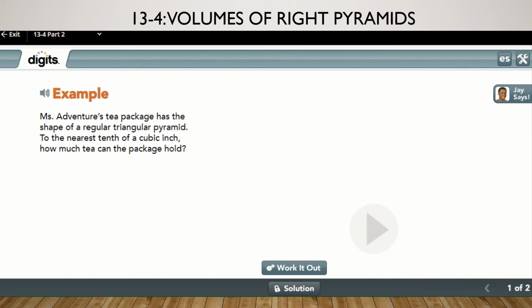Part 2, example. Miss Adventure's tea package has the shape of a regular triangular pyramid. To the nearest tenth of a cubic inch, how much tea can the package hold?